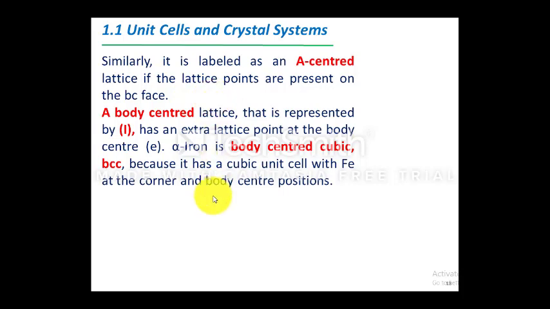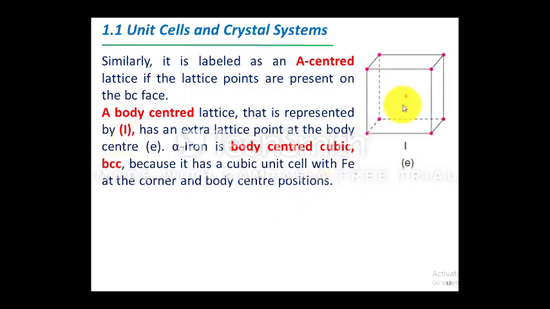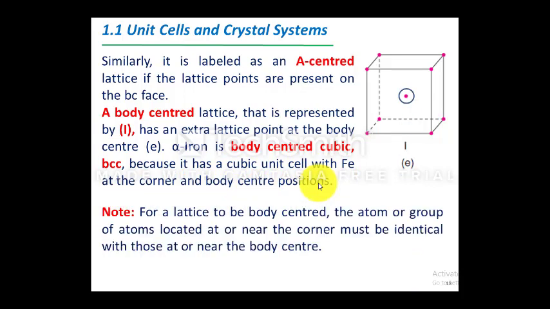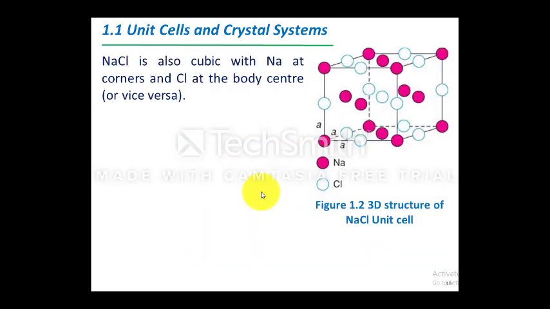A body-centered lattice, represented by I, has an extra lattice point at the center of the body. You can see in this figure, this is alpha iron. It is body-centered cubic, so it is represented by BCC because it has a cubic unit cell with iron at the corner and body center positions. It is also important to note that for a lattice to be body-centered, the atom or group of atoms located at or near the corner must be identical with those at or near the body center.